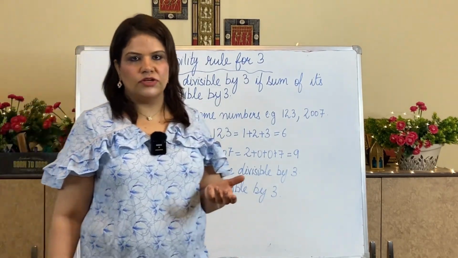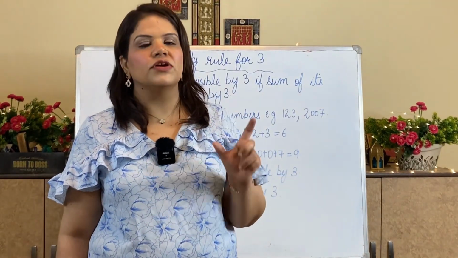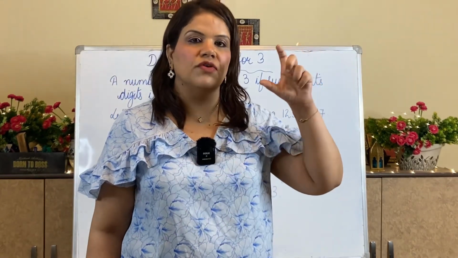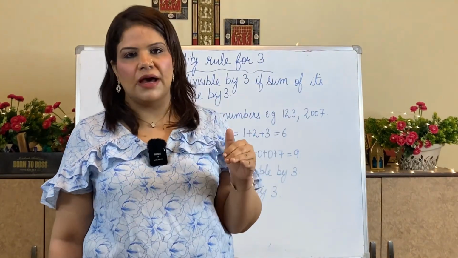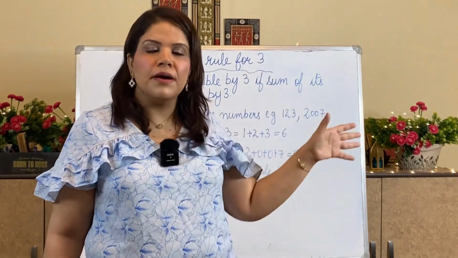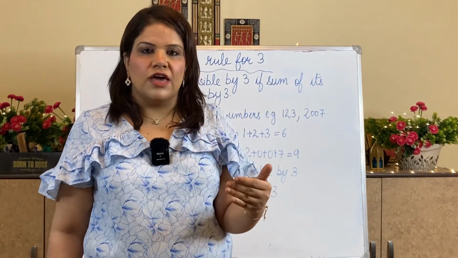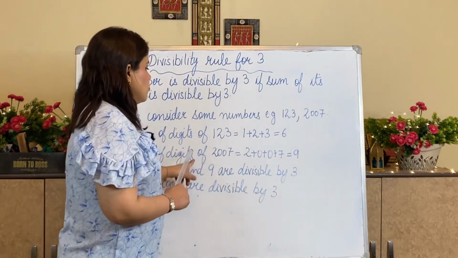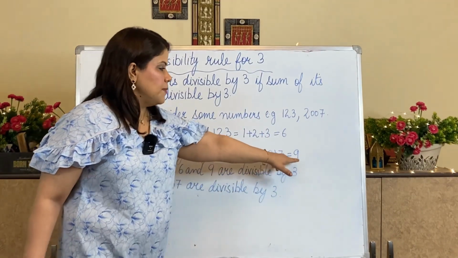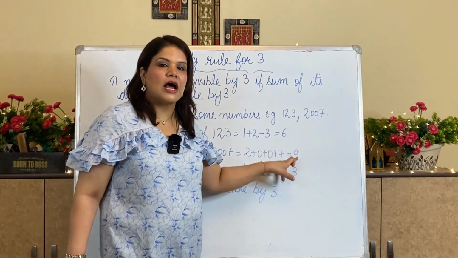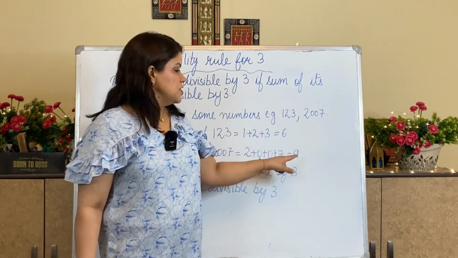Whatever number is given to us, we will add its digits. If the sum of the digits is divisible by 3, whatever value we are getting after adding the digits, if that value is divisible by 3, that implies the number given is divisible by 3. The same way you will see for 4 digits as well. If sum of the digits is coming divisible by 3, that means the number given is divisible by 3. You need to first check the sum.